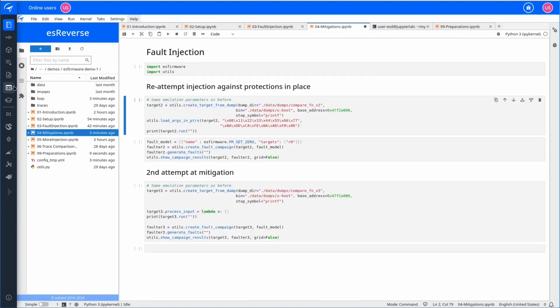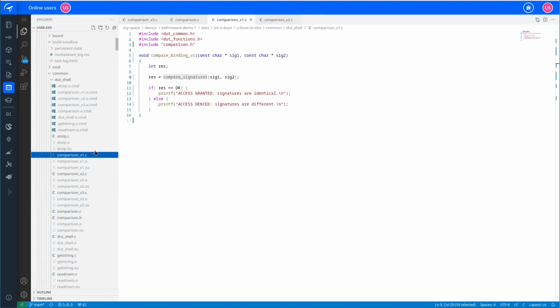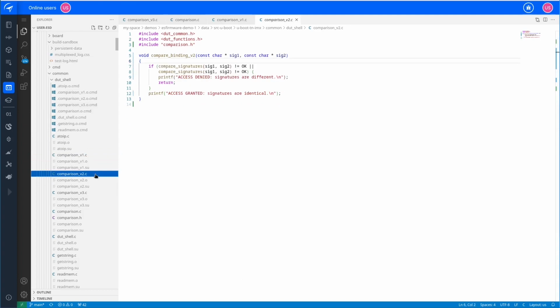Okay, so to do that, we need to look back to our source code. We have compare binding v1. This was our function, and we're going to make a new version of that function that successfully protects against what we saw. This is the v2 function, where instead of calling compare signature once, we're going to call it twice. This is a very simple mitigation that we're implementing here.